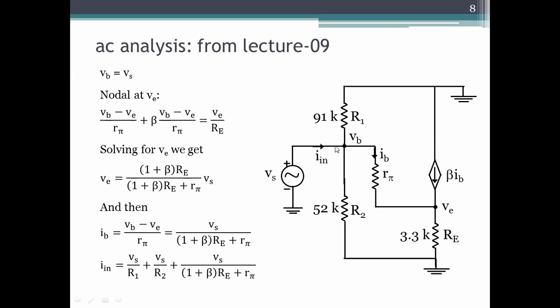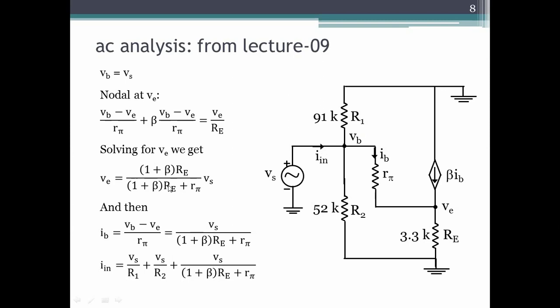Source voltage, base voltage, they are both equal. Then we had written an expression for the base current. Then I have added to this an expression for the input current. So what is the input current? The input current has three components: the base current plus the currents through R1 and R2. So the input current is Vs by R1, Vb is the same as Vs, so Vs by R1 plus Vs by R2 plus Ib. And Ib we had derived last time is all this, Vs by all this. So this is an expression for In. We'll come back to this in a minute.